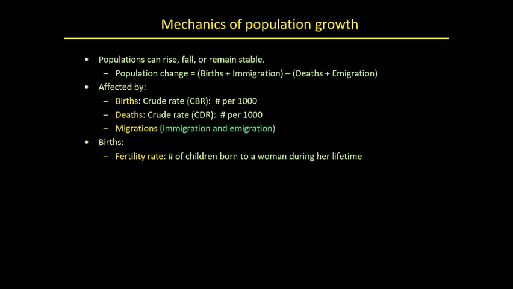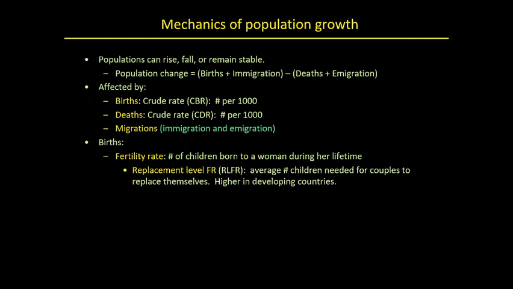Births are measured by fertility rate, which is the number of children born to a woman during her lifetime, and that can be further broken down into what's called replacement level fertility rate, which is the average number of children needed for couples to replace themselves. It tends to be higher in developing countries, unfortunately, because of high rates of death of children, especially newborns within their first year of life. High child mortality is why couples in developing countries have to have a lot more children than in developed countries in order to replace themselves.